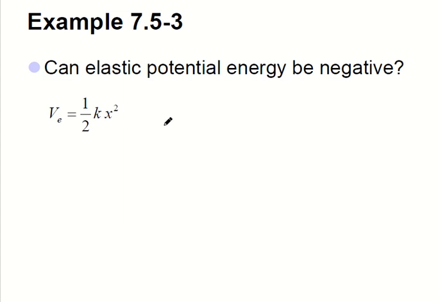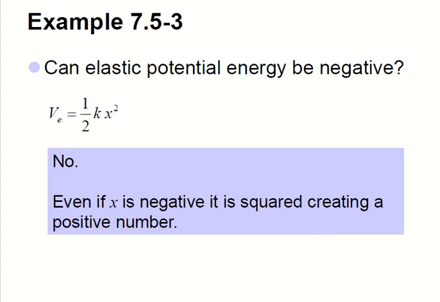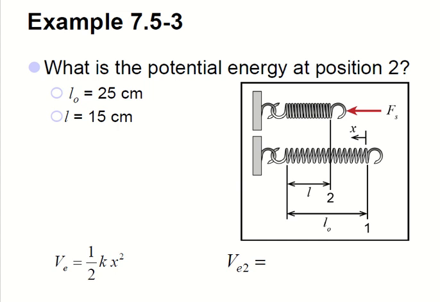So can elastic potential energy be negative? It cannot be negative because you have a constant 1/2, and a constant spring constant, which is positive. Whatever comes, negative or positive, since you're squaring it, you will always get a positive. So therefore, no. Even if x is negative, it is squared, and this mathematical operation always creates a positive number.